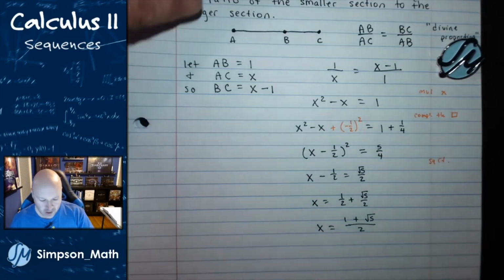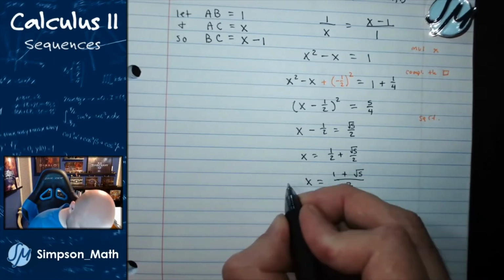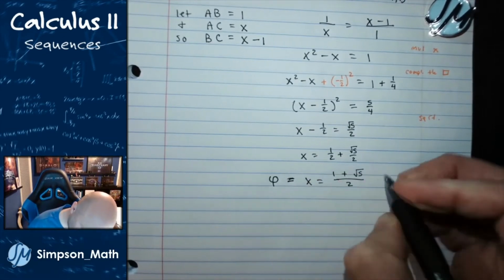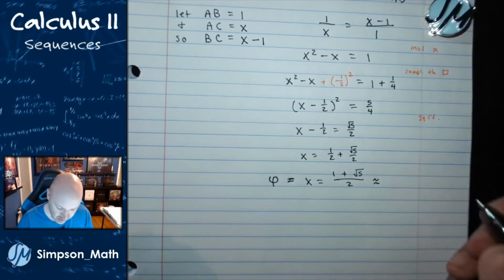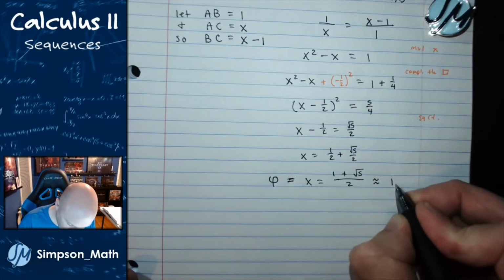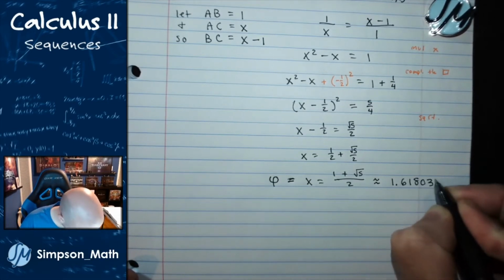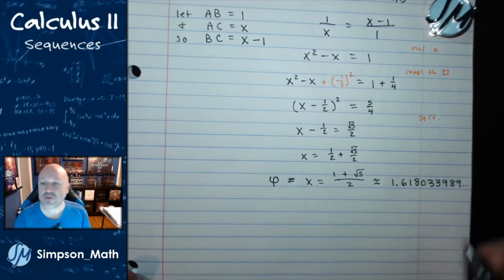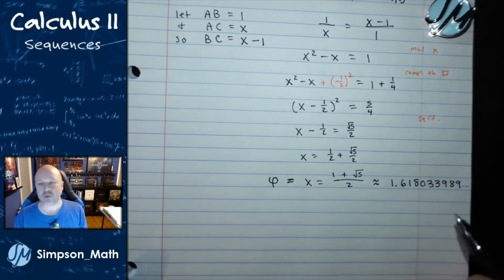So let's just get an approximation for that. In fact, let me call that phi. And then put a little approximately equal to. And then it is 1.61803398... some irrational number, about 1.6.